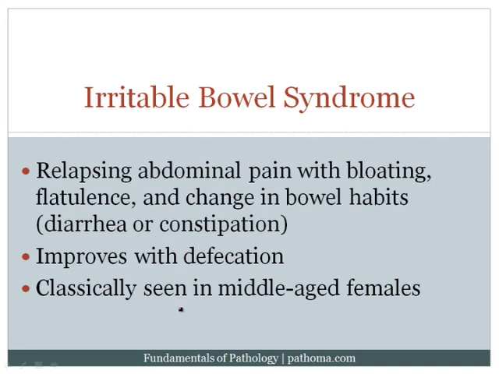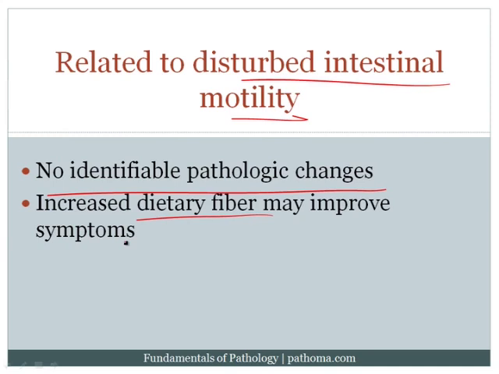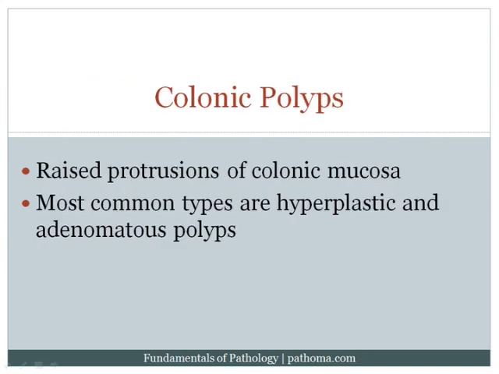Irritable bowel syndrome is a relapsing abdominal pain with bloating, flatulence, and a change in bowel habits. So the patients can have diarrhea or constipation. It improves with defecation. It's classically seen in middle-aged females. We don't have any identifiable pathologic changes in this disorder, so that if you did a biopsy, you wouldn't see much. However, we do know that it's related to a disturbed intestinal motility, and that dietary fiber can improve the symptoms.